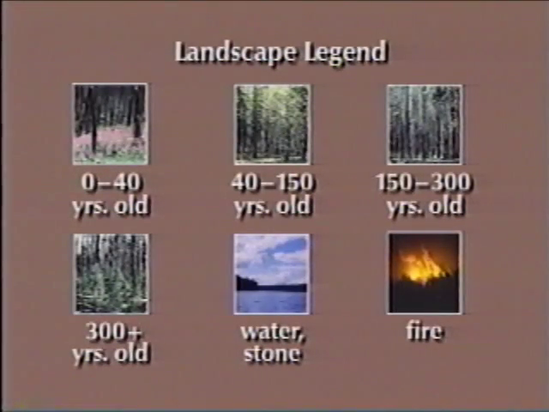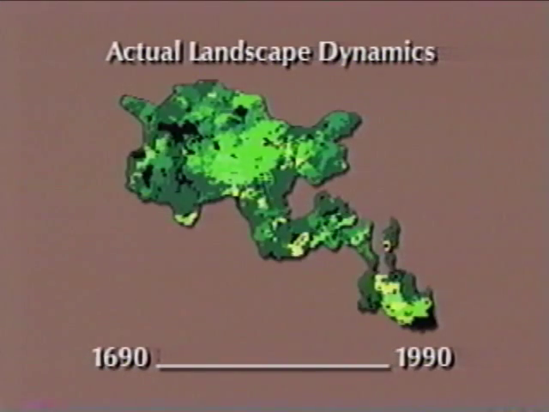To understand the forest dynamics over time, areas of vegetation are color-coded according to age. The youngest forest areas are shown in yellow, the oldest in dark green. Red indicates fire, and black represents non-vegetation. This map shows what actually happened over the past 300 years.